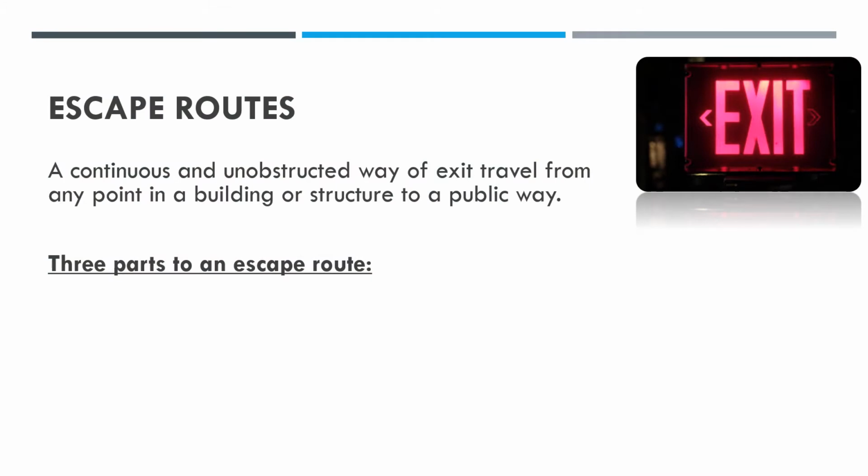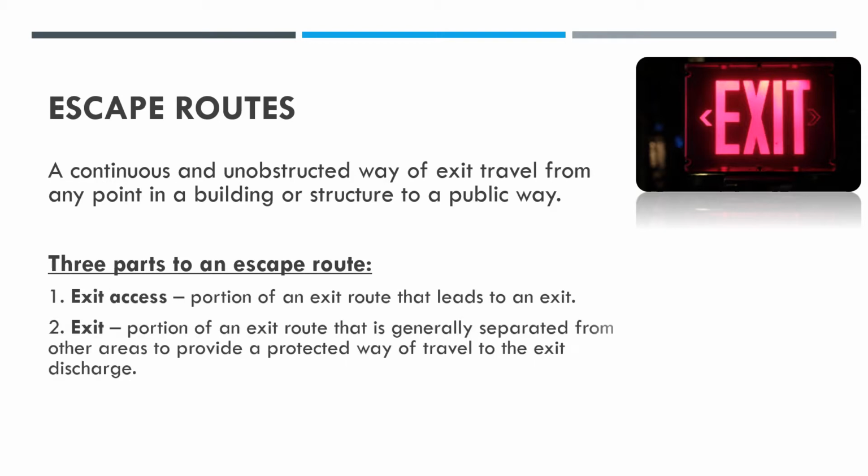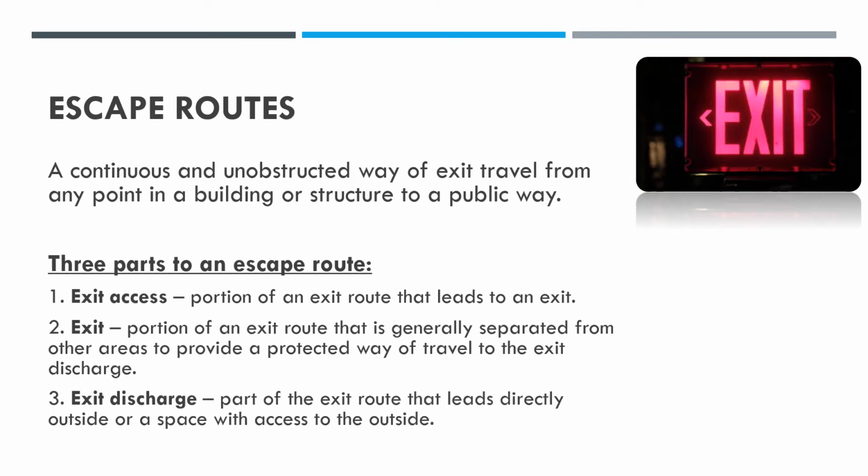An escape route is a continuous and unobstructed way of exit travel from any point in a building to a designated safe area outside of the building, and has three key parts, which include the exit access, the exit, and the exit discharge. Each of these must be kept clear and accessible for use in the event of an emergency evacuation.